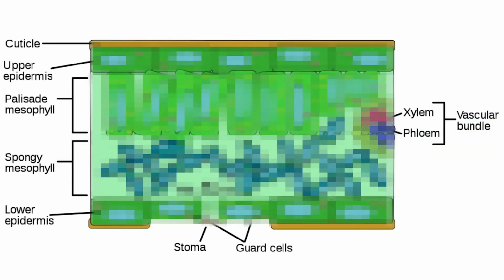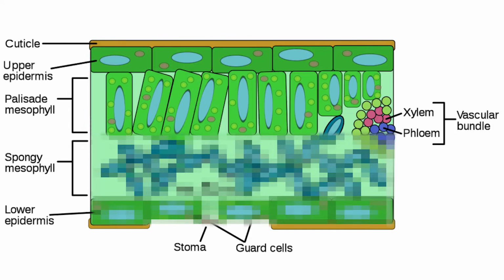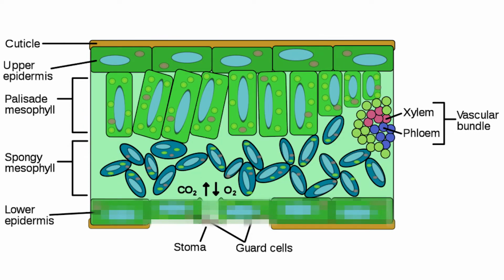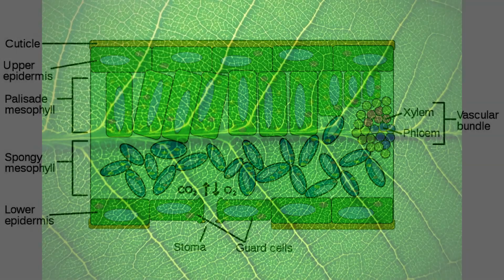Leaves have 4 different layers. These are the upper epidermis, the palisade mesophyll, the spongy mesophyll, and the lower epidermis. Photosynthesis takes place in the palisade mesophyll. It consists of column-shaped cells, with each one containing numerous chloroplasts.